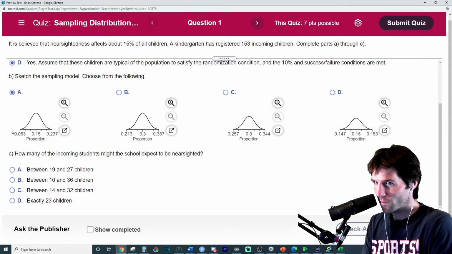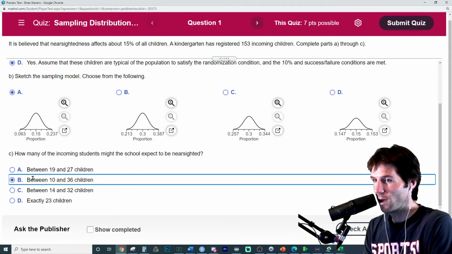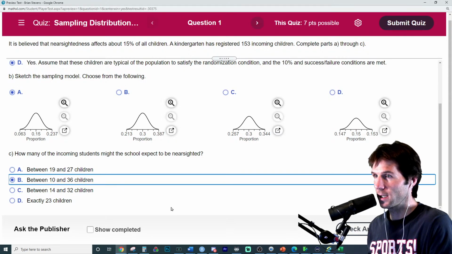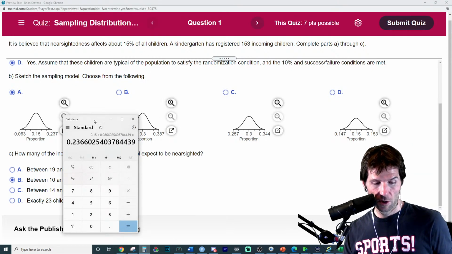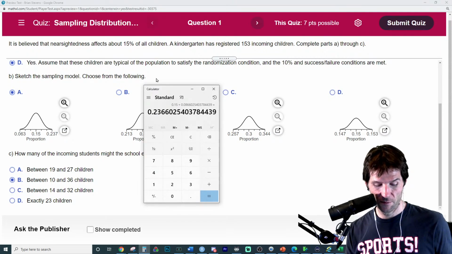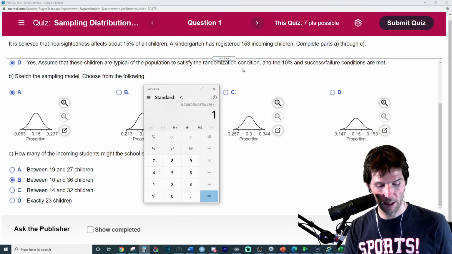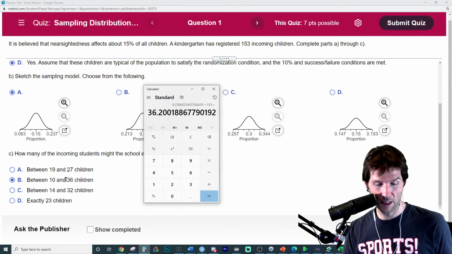Now think about this. You would expect somewhere between 6.3% of children to be nearsighted, up to about 23.7% of children to be nearsighted. Well, then how many would you expect out of 153? Well, okay, let's check it out. 23.66% of 153 children is very close to 36.